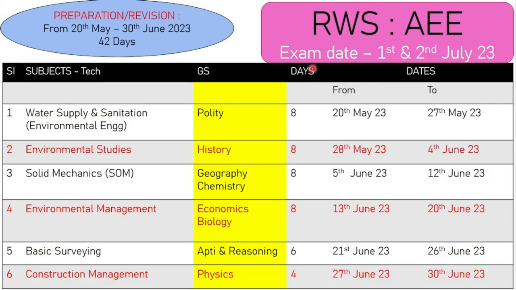And this is the revision plan for the entire Karnataka students, where the exam will be conducted on 1st and 2nd July of 2023. Here you can see I have made a 42-day plan, because you will be getting an additional 15 days for this particular exam. I have divided it like this. So follow this seriously. Definitely there are high chances that you will get shortlisted for the interview of this RWS AEE.